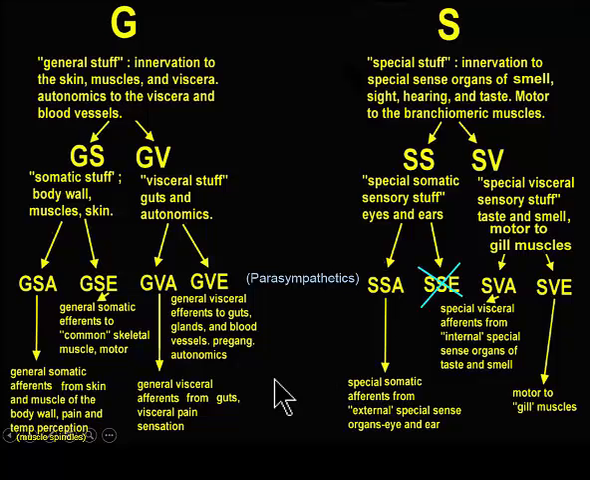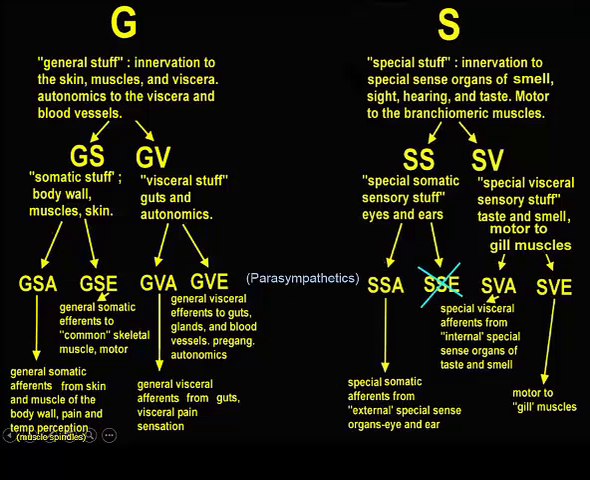Alright, you're probably sick of looking at scary things like this, but once again, this is our little table discussing how we get to our functional components. Let's look once again at the general components first, and then the special components. General stuff deals with just the general innervation to the skin, the muscles, the guts, and also autonomics to the guts and blood vessels. And you can split the general stuff into somatic stuff, which deals with muscles, the body wall, the skin, and visceral stuff, which is under the skin. That would be the guts and autonomics.